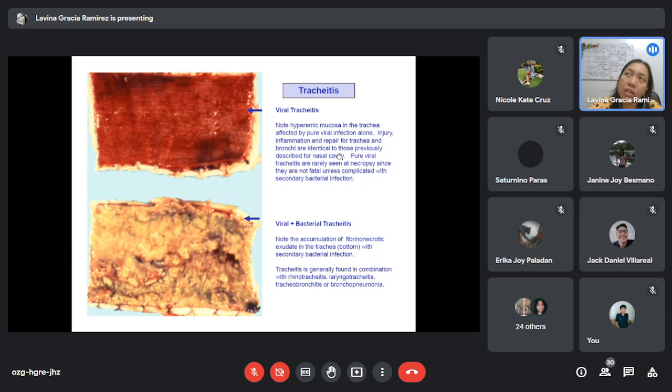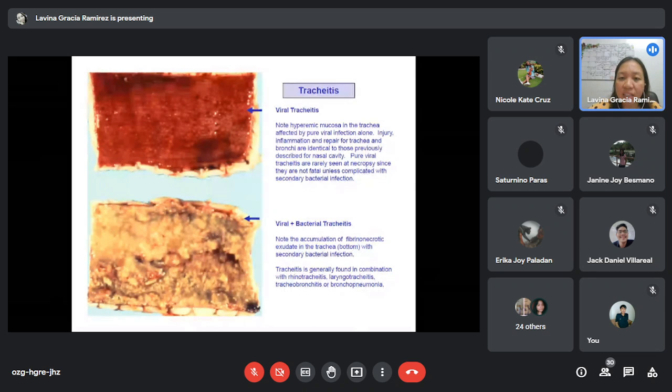Viral tracheitis, if you still remember how viral infections manifest, always starts in a hyperemic status. Usually, viral infections start as mild or hyperemic. And if this becomes progressive, depending on whether there are secondary invaders, this will change. From hyperemic, it can also become hemorrhagic, depending on the pathogenicity and virulence of the virus and how the animal responds to the viral infection.